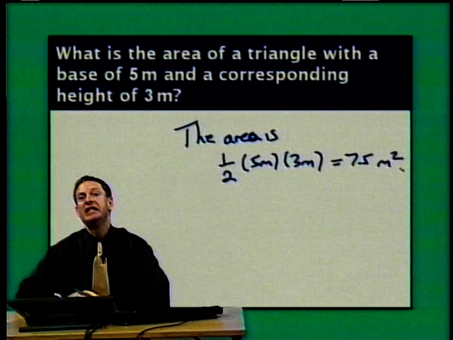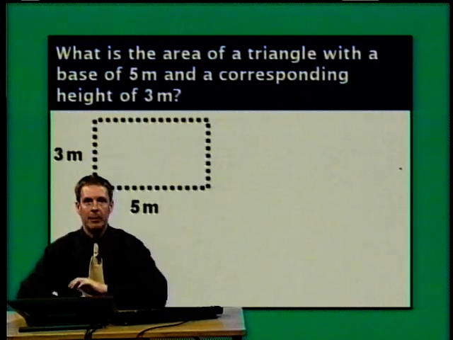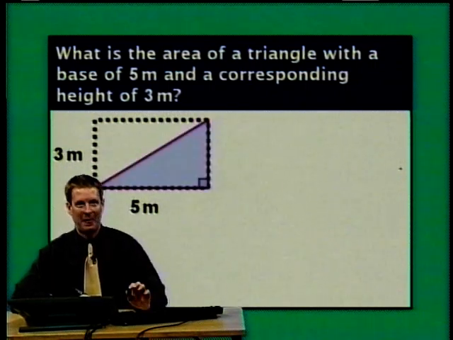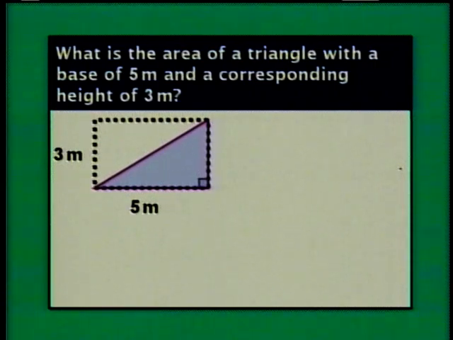Let's explore the geometry behind this calculation. I'm going to begin by drawing a 3 meter by 5 meter rectangle. And what I'm going to do is I'm going to cut this rectangle in half with triangles of various shapes. First, I'm going to use a right triangle. Notice that this right triangle has an area half the area of the rectangle.